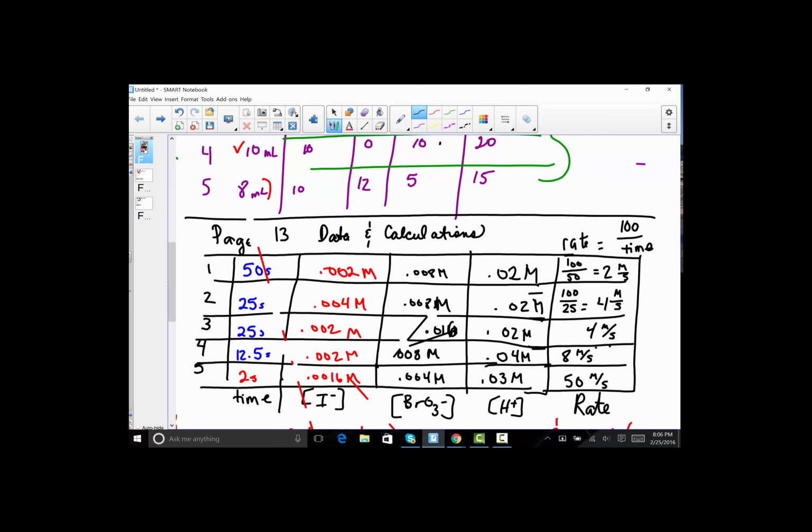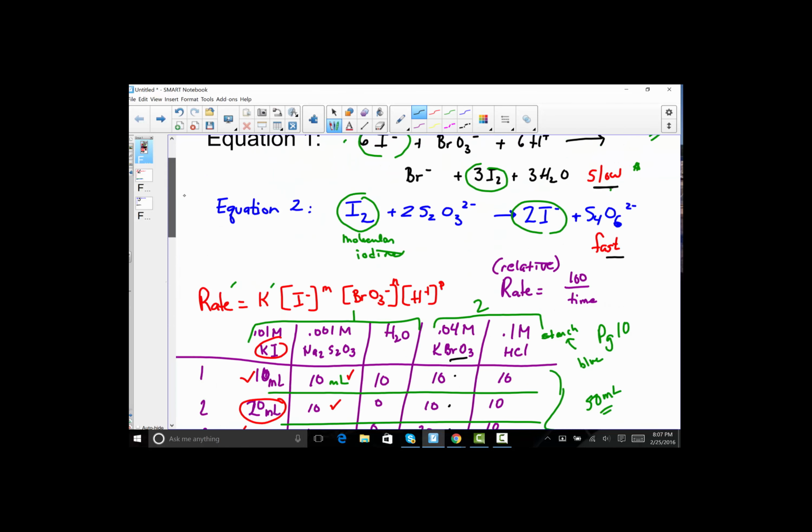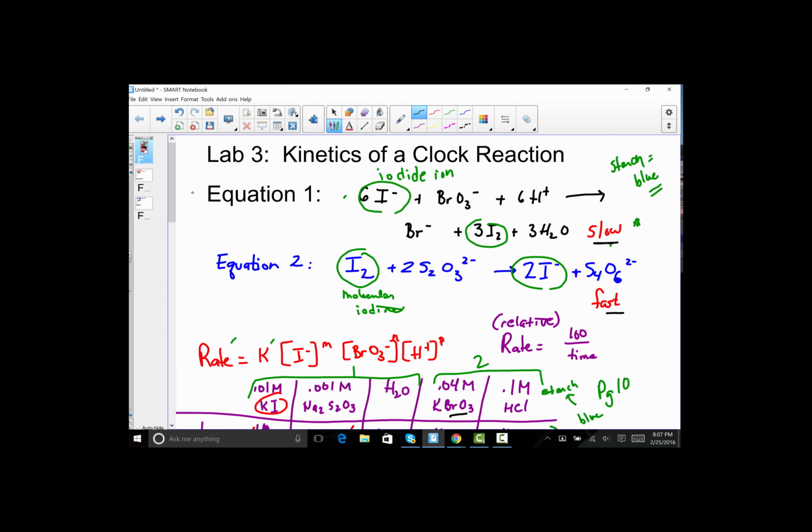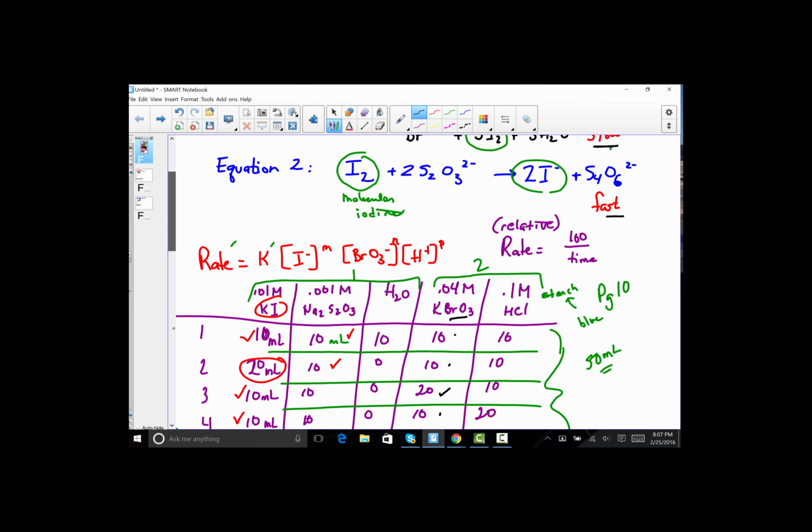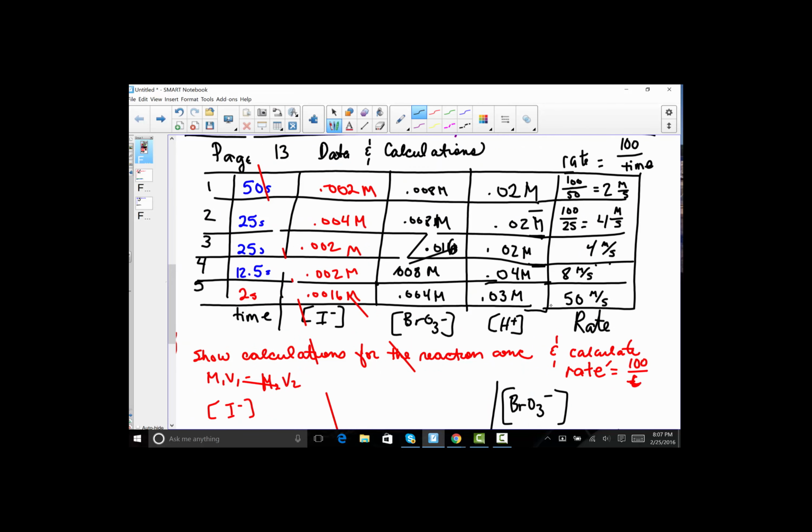Alrighty. So what do we know? Remember, our goal was to figure out, with respect to these reactants, the rate is equal to K times the concentration of the iodide raised to M, bromate raised to N, and the acid raised to P. We've calculated a data table that gives us concentrations versus rate. We called this an initial rate data. And what we'd like to do is to make sure we can use trials to compare one to the other.